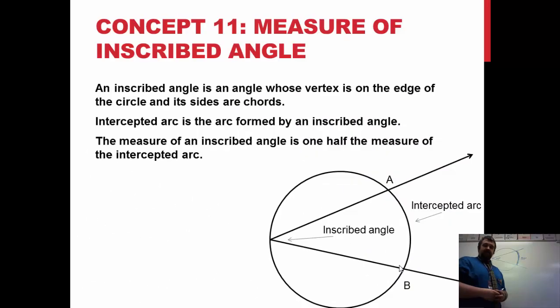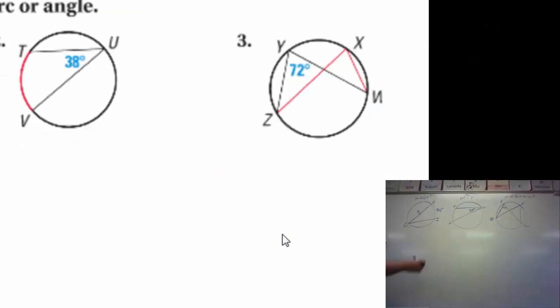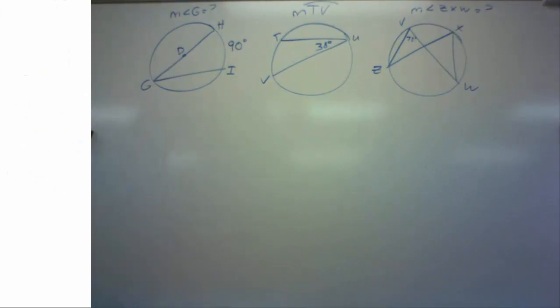Let's use this. Here are 3 example problems of what we're doing. Now it says find the measure of the red arc or angle, but I'm going to let you know after I redraw them which ones those are because it might be a little bit hard for you to tell. Alright, so let's focus on this leftmost picture here. This leftmost picture, they want me to find this angle right there.